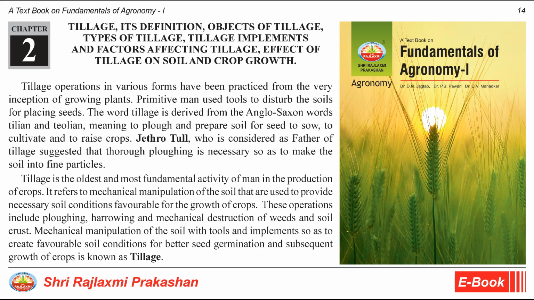Tillage is the oldest and most fundamental activity of man in the production of crops. It refers to mechanical manipulation of the soil that is used to provide necessary soil conditions favorable for the growth of crops. These operations include ploughing, harrowing and mechanical destruction of weeds and soil crust. Mechanical manipulation of the soil with tools and implements so as to create favorable soil conditions for better seed germination and subsequent growth of crops is known as tillage.